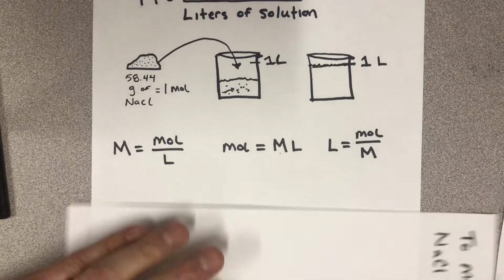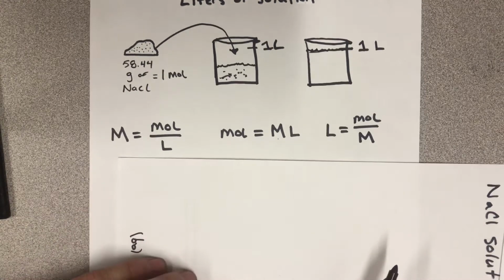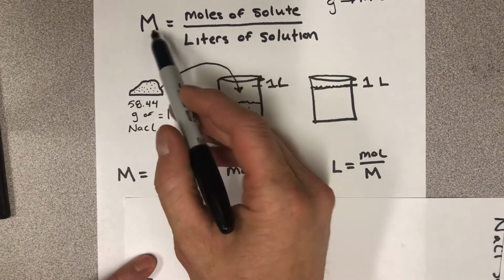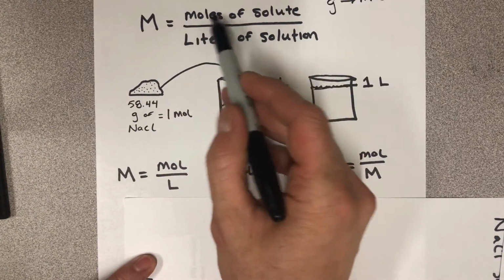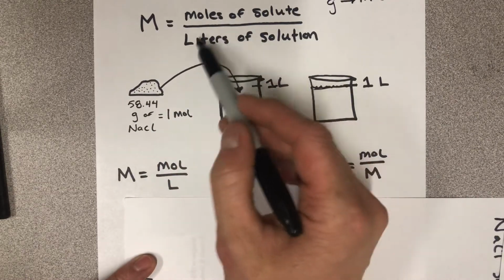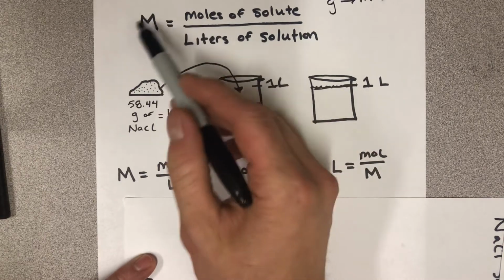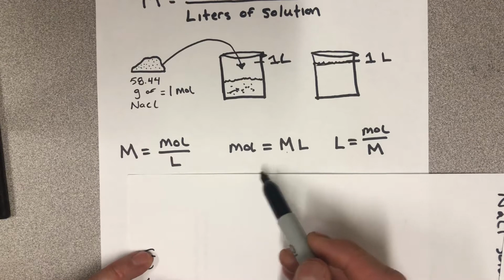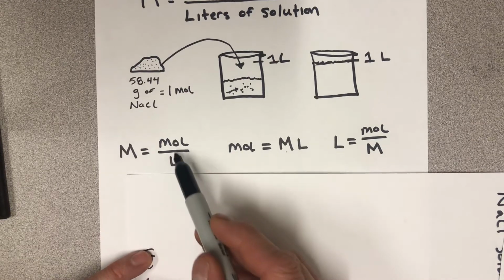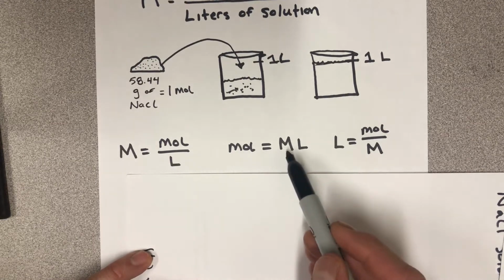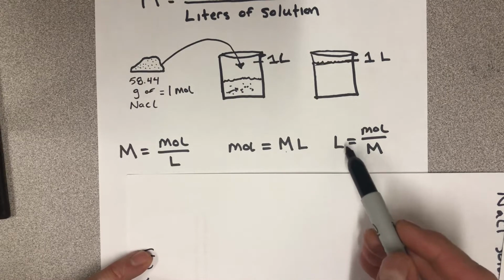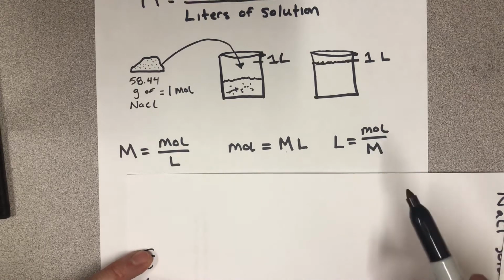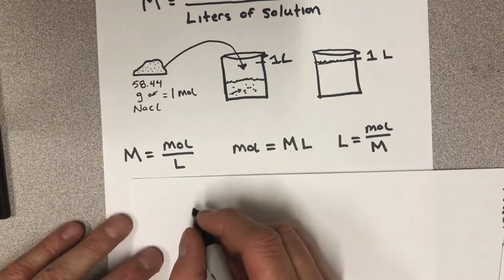Now we can solve for each of these 3 variables here: moles up here, we can solve for the volume of a solution, and we can solve for the molarity of a solution. And here are your derived equations. Molarity is moles over liters, moles is molarity times liters, and liters is moles over molarity. Okay, so let's scratch out a practice problem here.